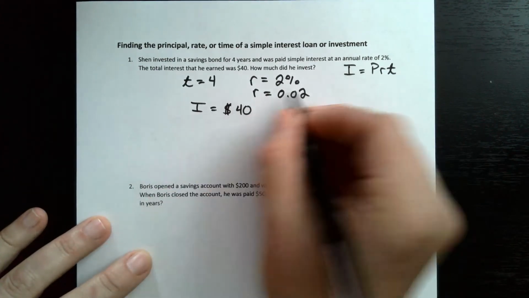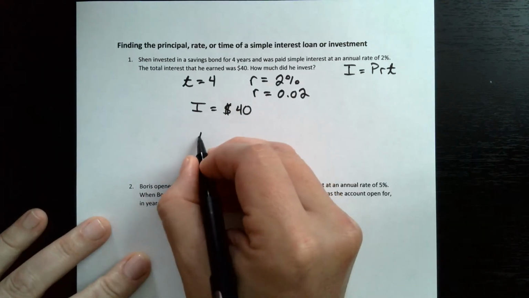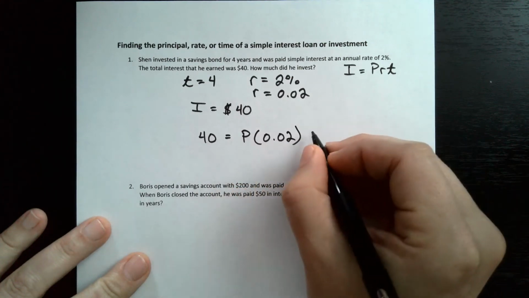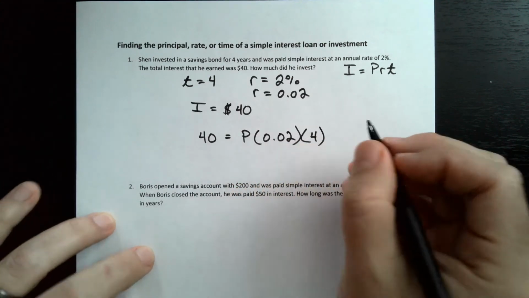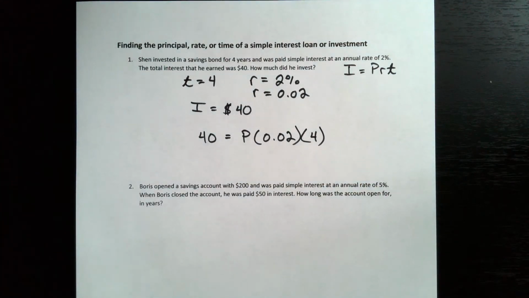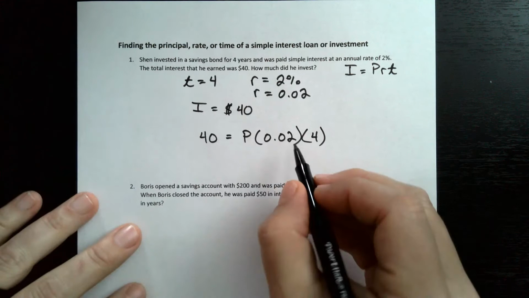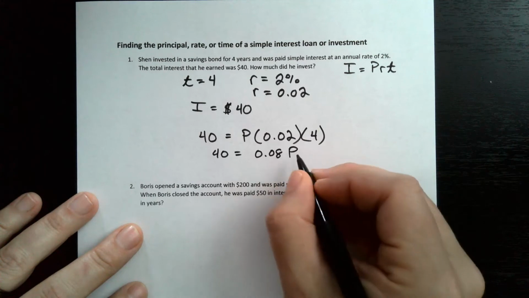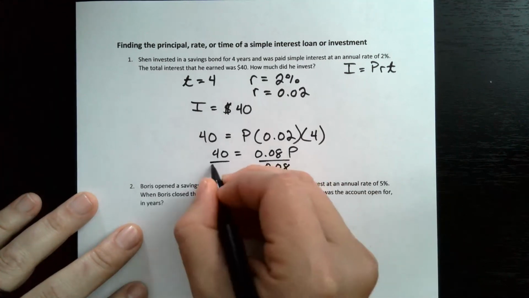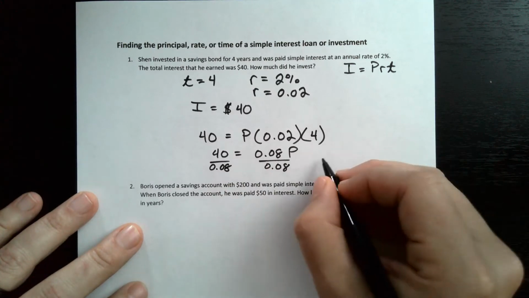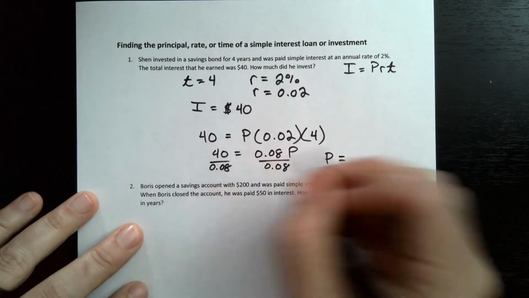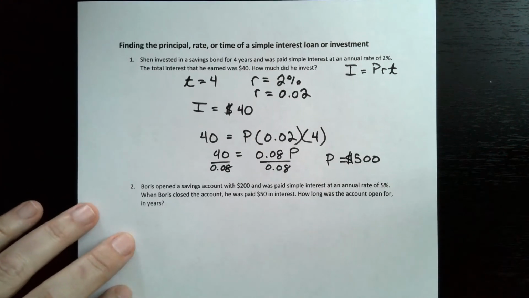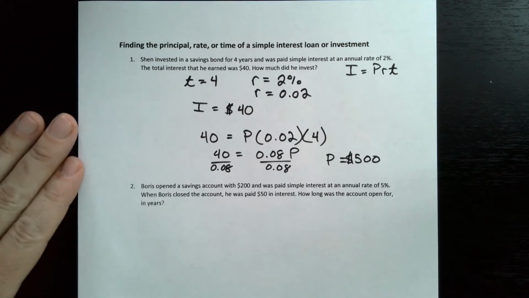So to set up the equation, we put in the knowns and solve for the unknown. So 40 is equal to P times 0.02 times 4. The first thing you need to do is multiply the 4 times that 0.02. So you get 40 is equal to 0.08P. Divide by 0.08 on both sides, and you get P is equal to 500. So the amount that was put into the account originally was $500.